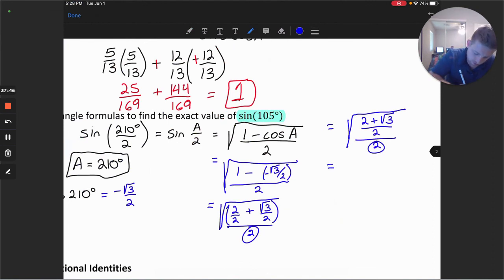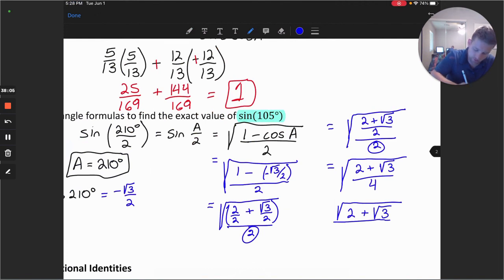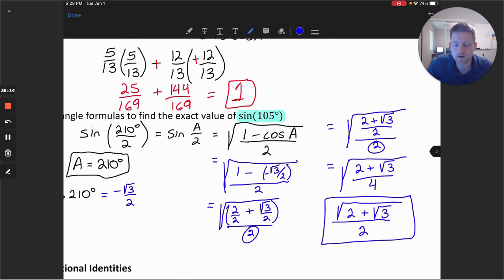And then one more step here, we can take 2 plus the root of 3. If we divide by 2 twice, we're really dividing by 4 there. And so one more way we could write that is the square root of 2 plus the root of 3 inside, all divided by 2 outside that root. And that would be our sine of A over 2, where our A angle is 210. So this is going to be the exact solution for my sine of 105 degrees.